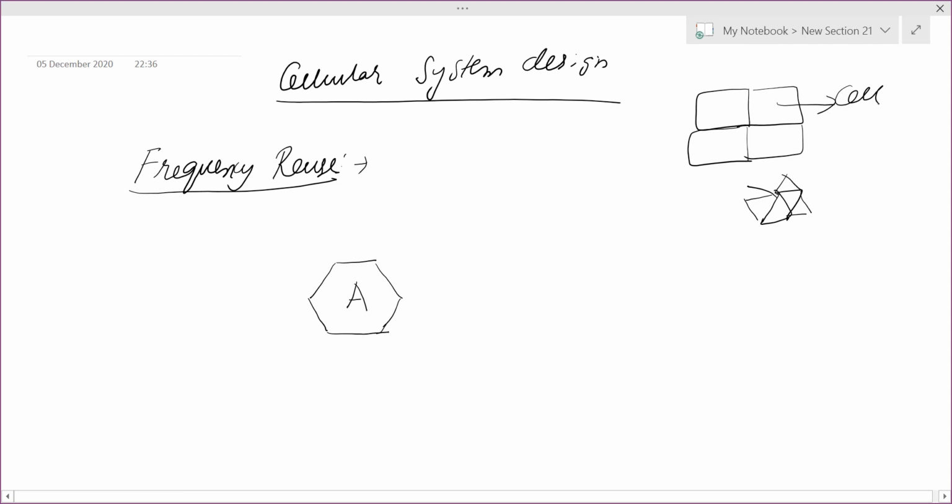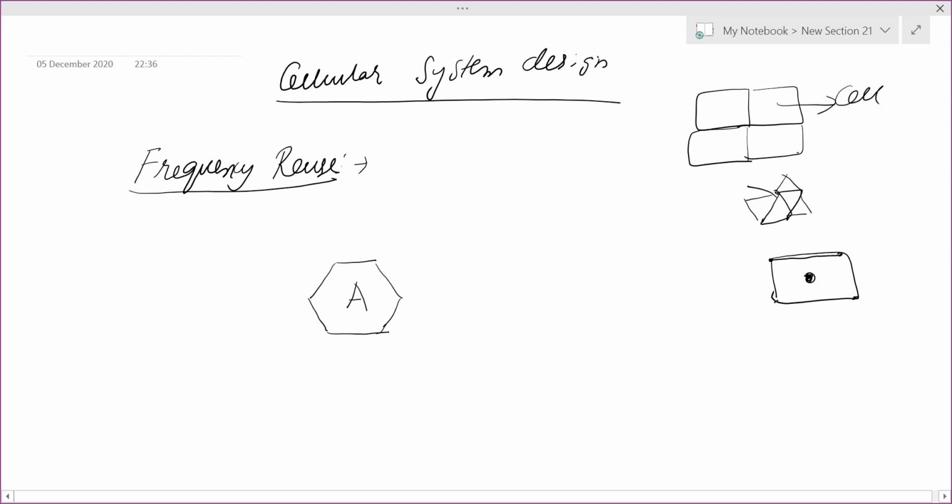But the issue is that I want this cell to serve the weakest mobiles within the area. By weakest, I mean the mobiles which get the least signal, at the edge. Suppose you have an antenna here, then the weakest signal will be at these edges, right?